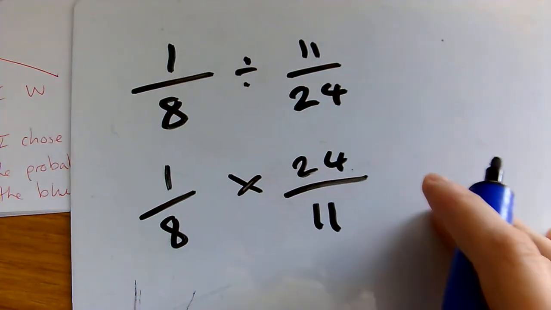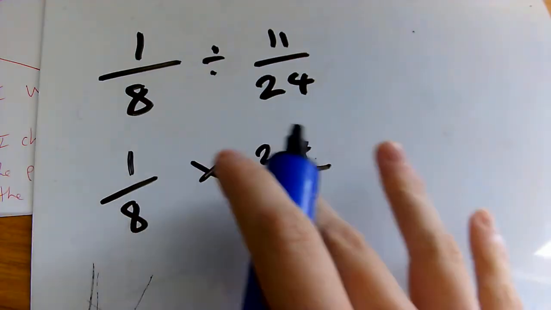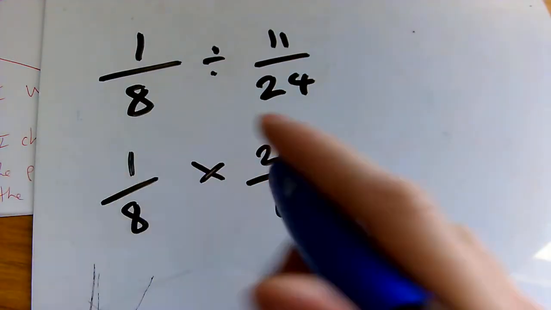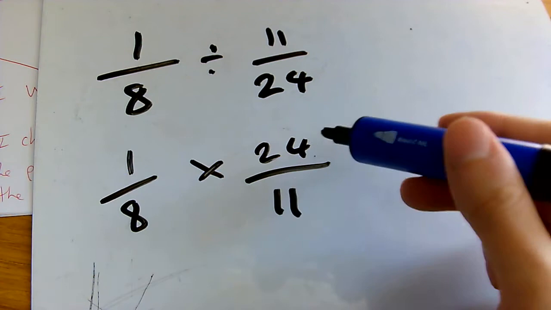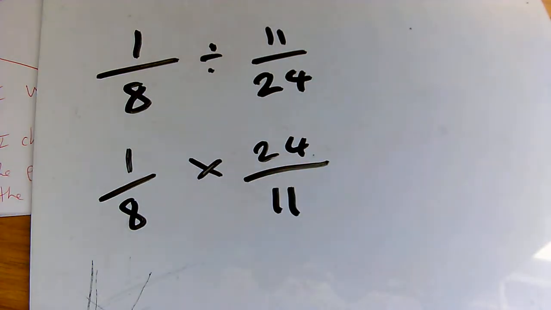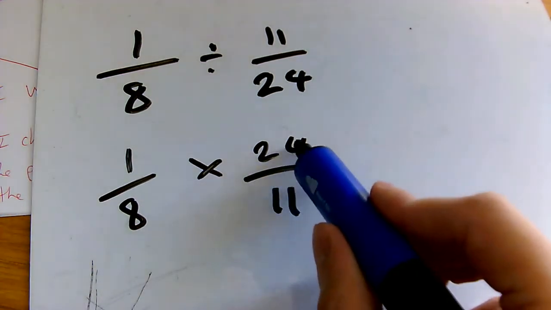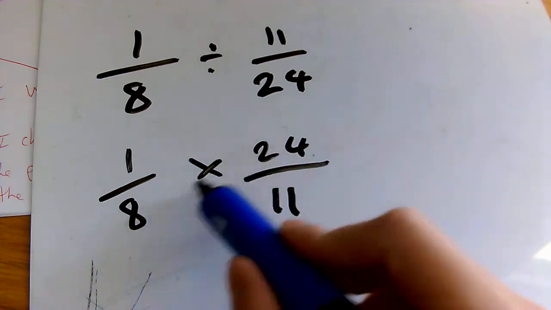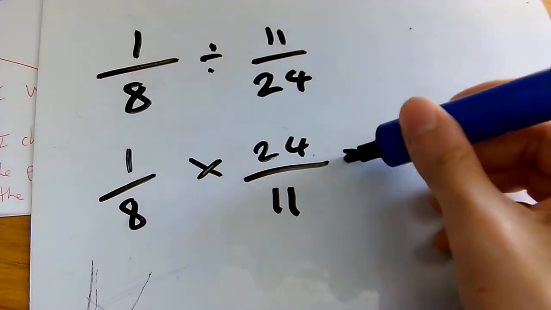Another little trick here is that because these two are going to be combined in the same fraction, you're going to times the top and times the bottom, you can do cancelling out across the fraction before you actually do that. So because 24 and 8 can both be divided by 8, you can do that cancelling now. I'll just show you why that is.